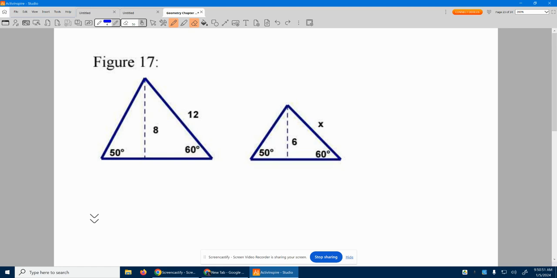Figure 17 gives us two triangles. These triangles have corners 50, 60, 50, 60. The top has to be 70. Everything's in proportion, which tells us they're similar. It says, find x.